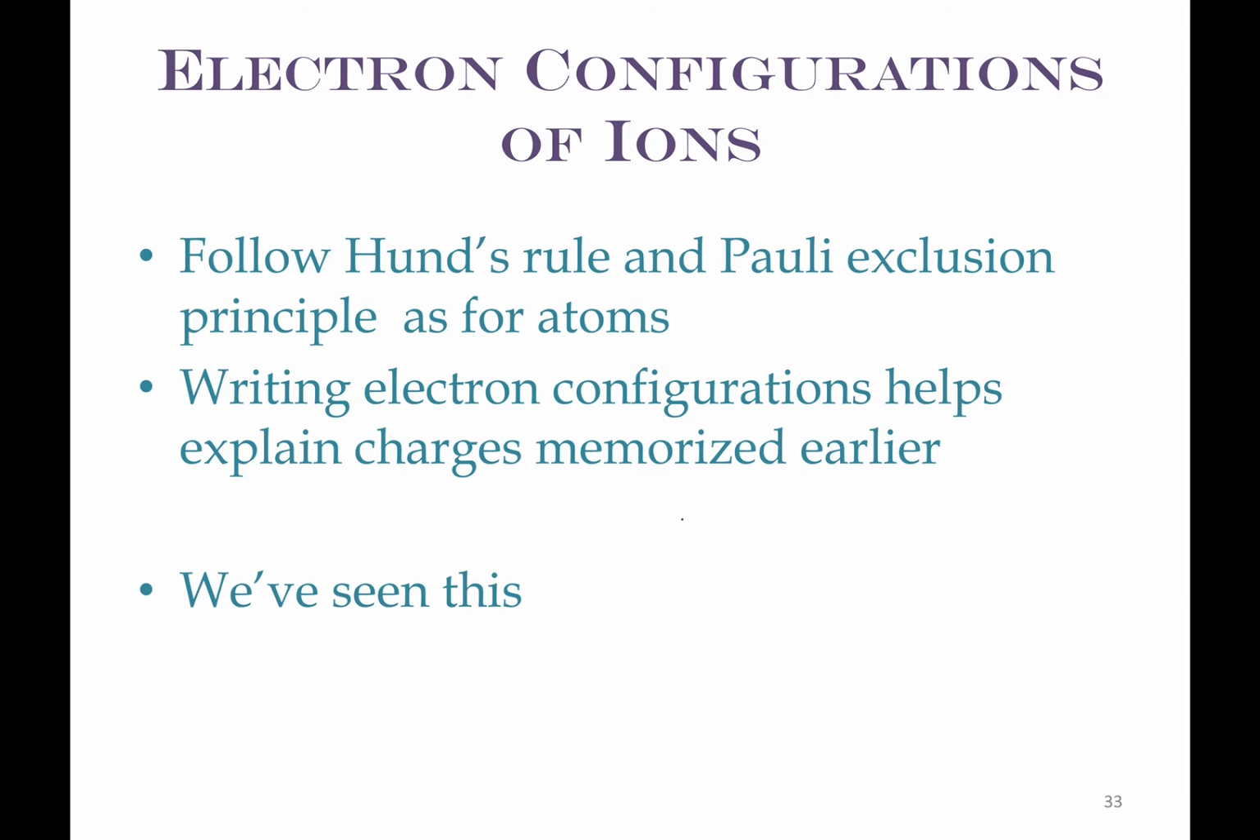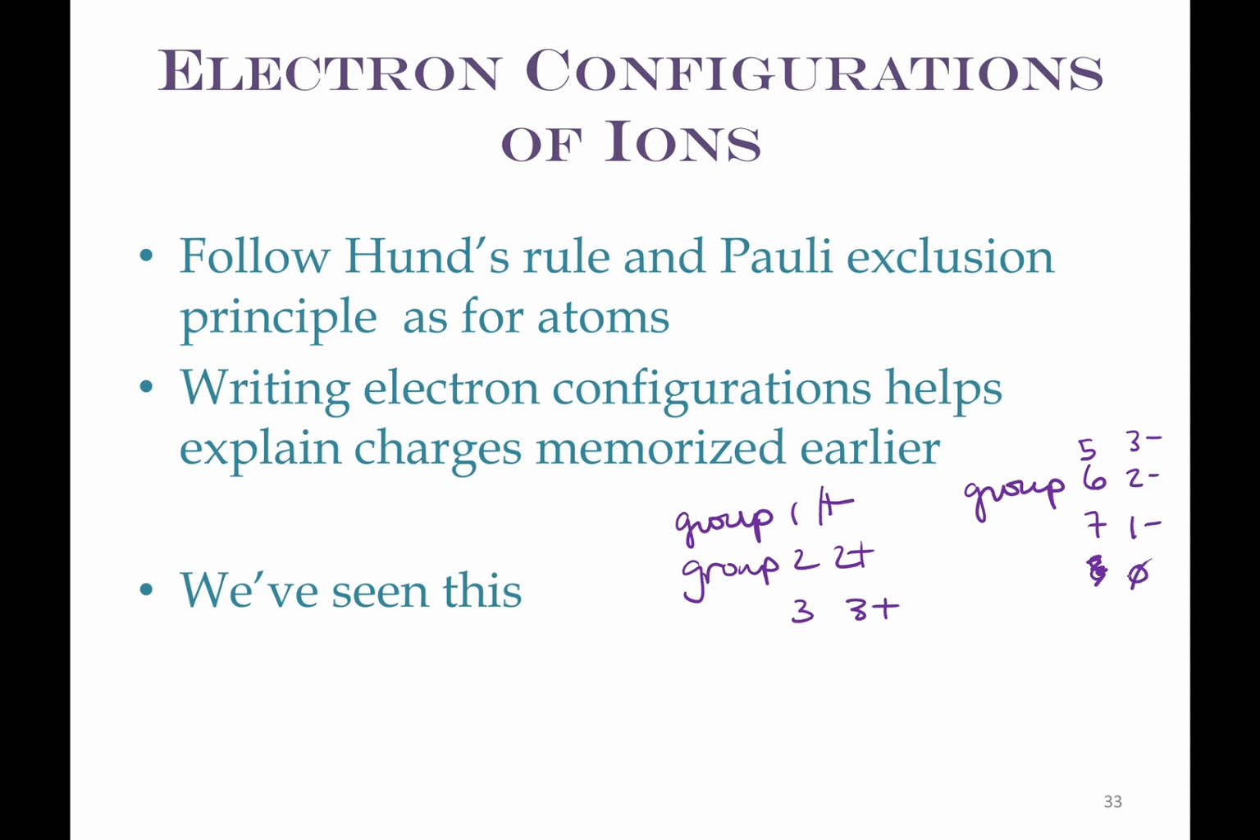You know, group 1 is 1 plus, group 2 is 2 plus, group 3 is 3 plus, and groups 5, 6, 7, really don't need to do 8, are 3 minus, 2 minus, and 1 minus, and then these ones don't form ions.